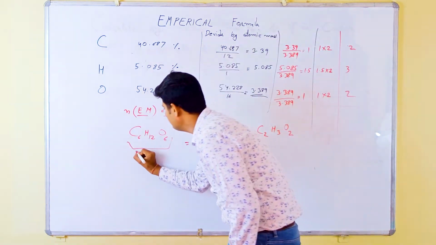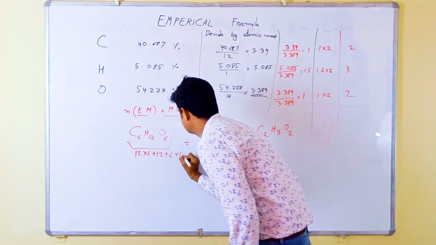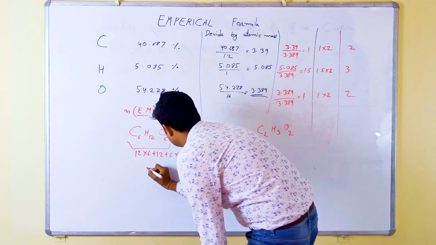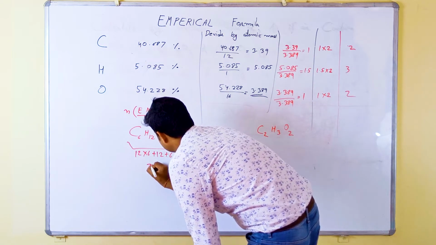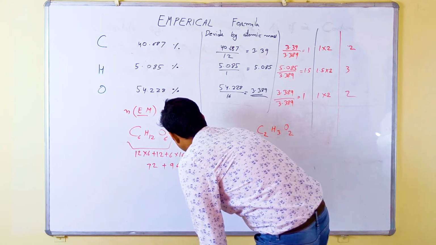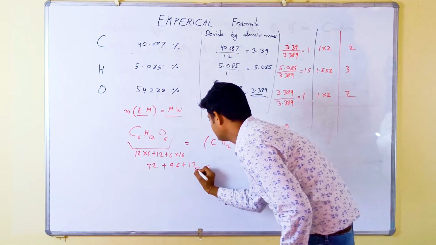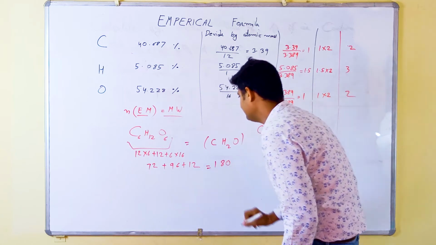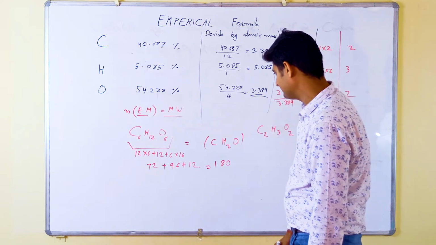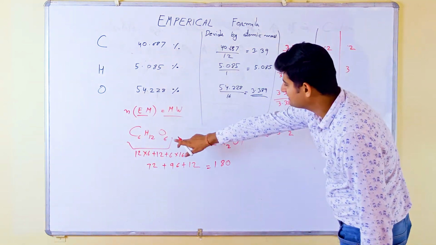It should come as 12 into 6 plus 12 plus 6 into 16. Just calculate it. Let me just try. 72 plus 12 plus 96. That will come as 180. So the molecular mass of this compound is 180.